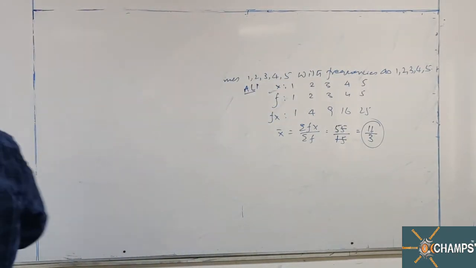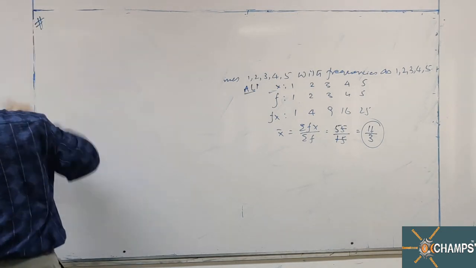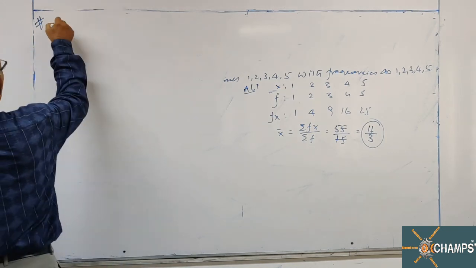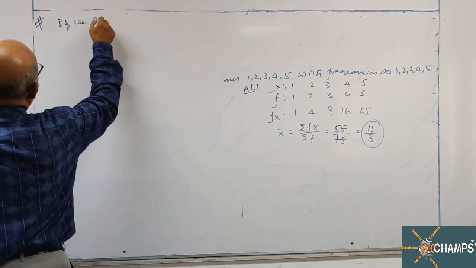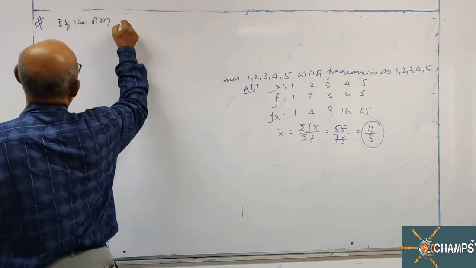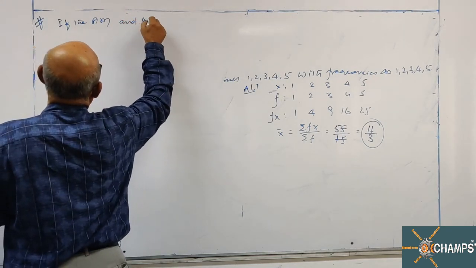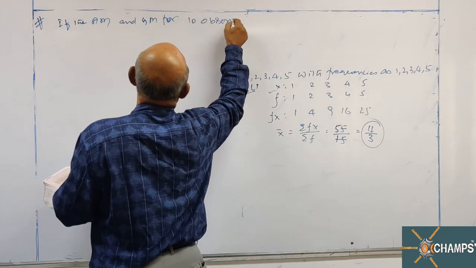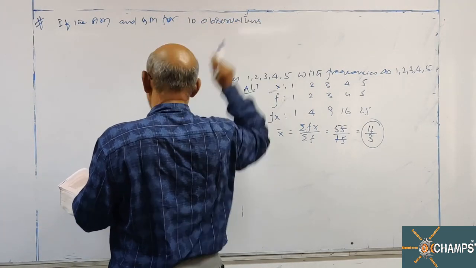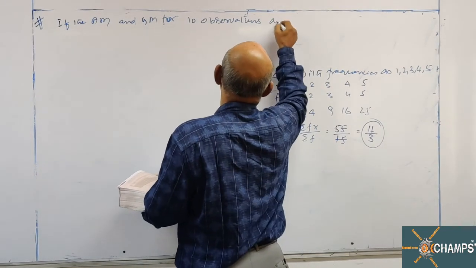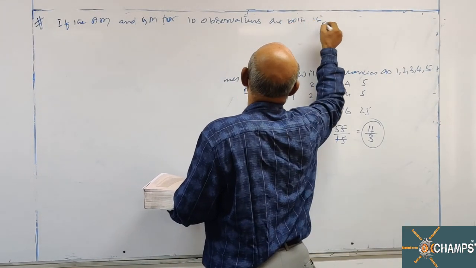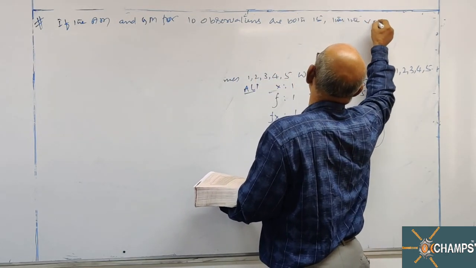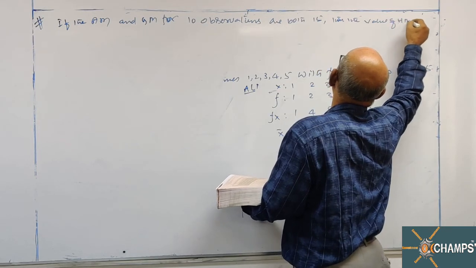Next question. If the arithmetic mean and the geometric mean for ten observations are both 15, then the value of HM is.